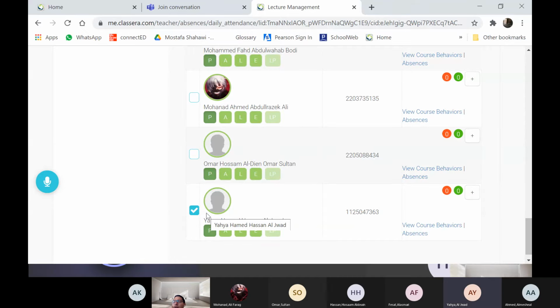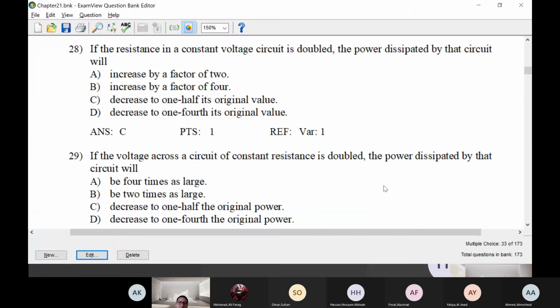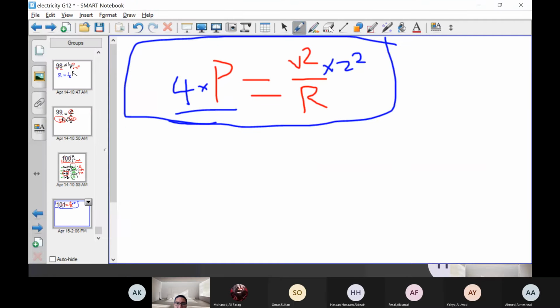Yahya. Yeah. Okay, Yahya. Next question, 29, read it. If the voltage across a circuit of constant resistance is doubled, the power dissipated by that circuit will? Dissipated. So you have to focus here. What are the features mentioned here? Voltage, resistance, power. So we'll use the same equation here. Let's read that.